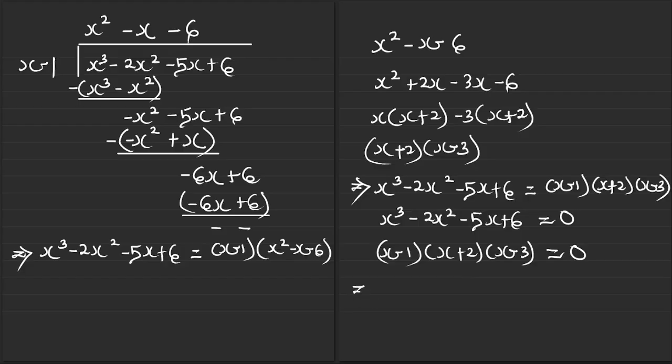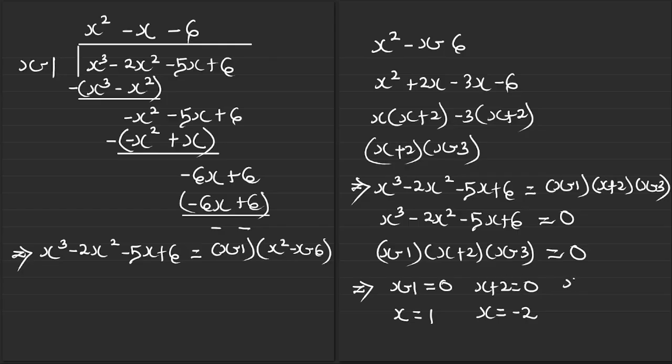So we start by saying it implies that x minus 1 is equal to 0. And if x minus 1 is equal to 0, making x the subject, our x is equal to 1. Then we come to the second bracket. x plus 2 is equal to 0. If x plus 2 is equal to 0, making x the subject, then our x is equal to negative 2.